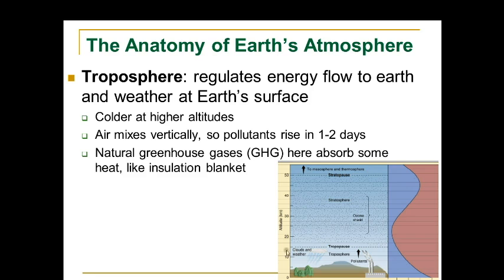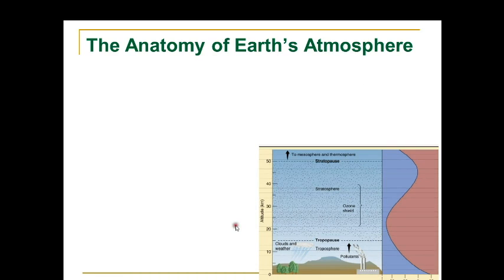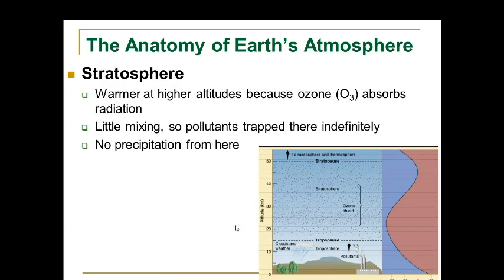Above the troposphere, we have the stratosphere. The stratosphere is warmer at higher altitudes because ozone, which is O3, absorbs radiation. There's little mixing in this layer, so pollutants are trapped there indefinitely. And precipitation does not come from the stratosphere. Precipitation comes from the troposphere.